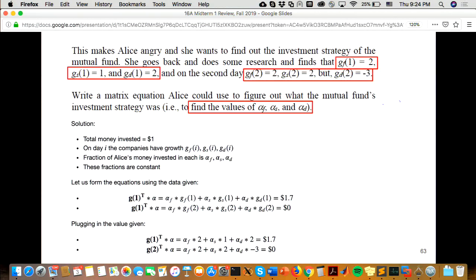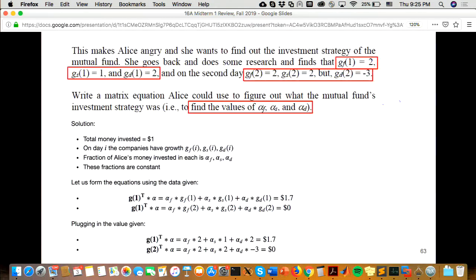So, this makes Alice angry. Perfectly valid response as a human being. So she wants to find out what was the investment strategy that was being used by this firm she invested her money in. So she does some research and finds out the growth functions of all 3 companies on the first day and the second day. So now we have the values for G of F, G of S, G of D on both the first and the second day. Okay? And now Alice wants to use this information to find out what the proportions being used were. So it was alpha F, alpha S, and alpha D.